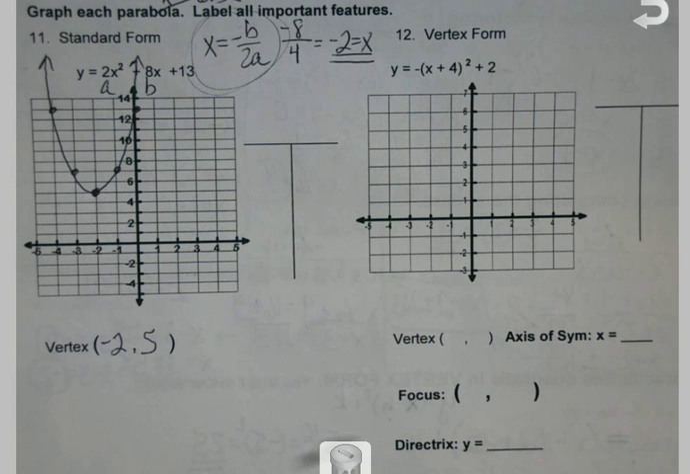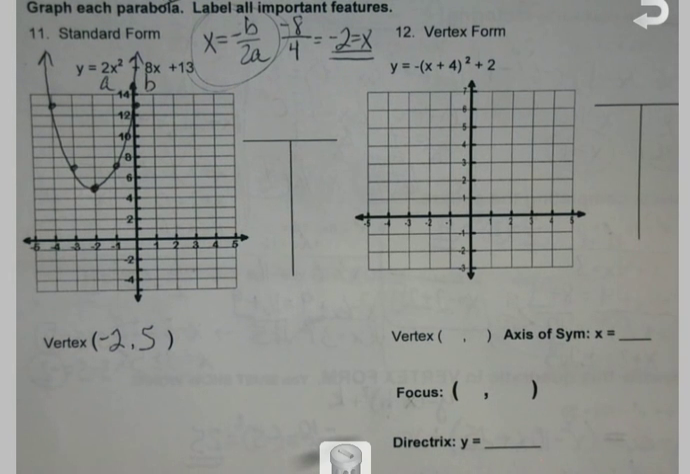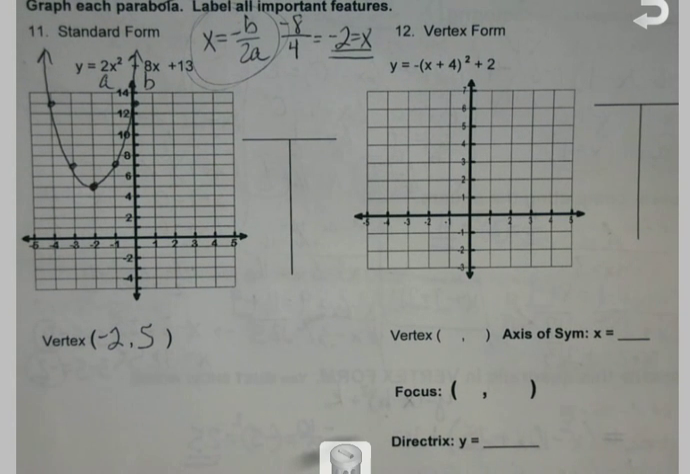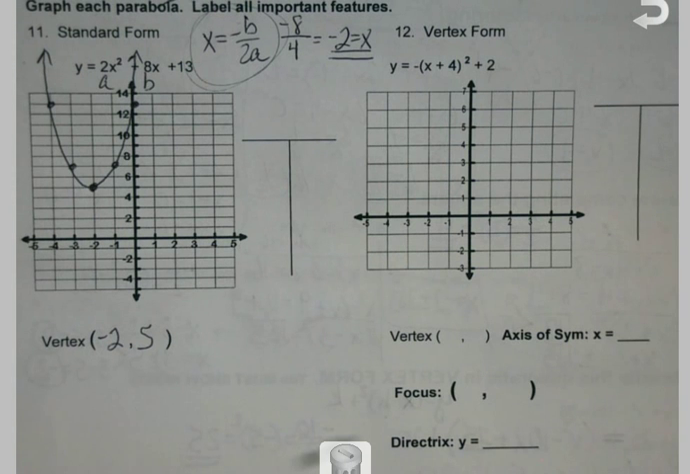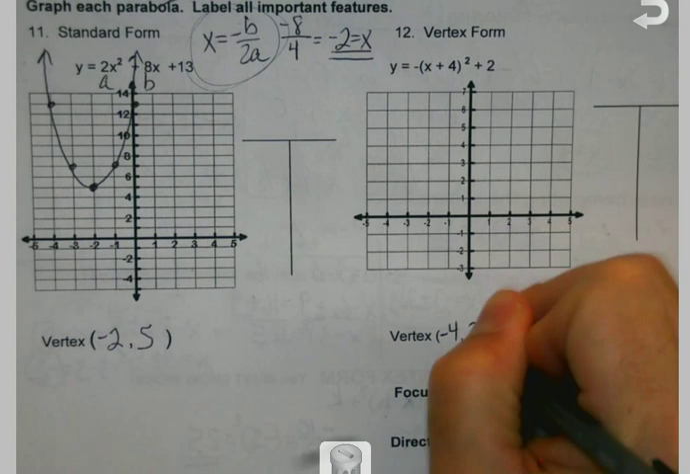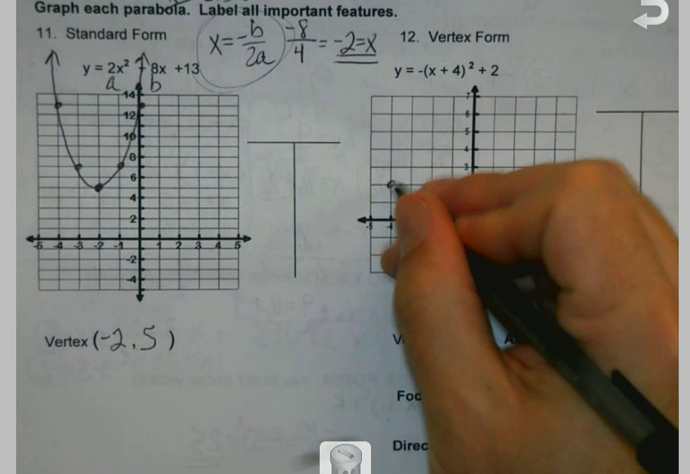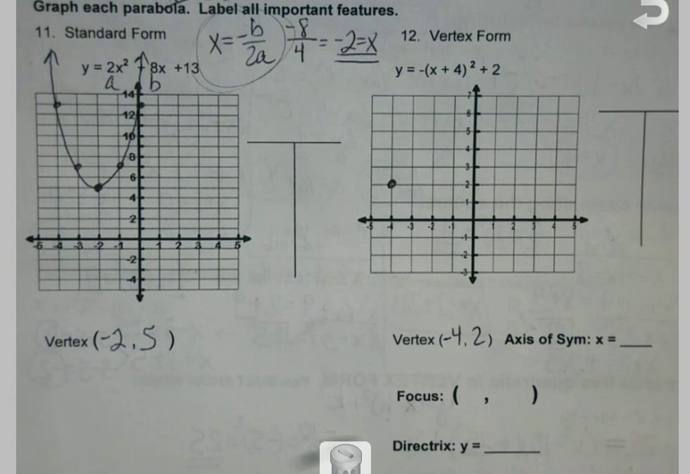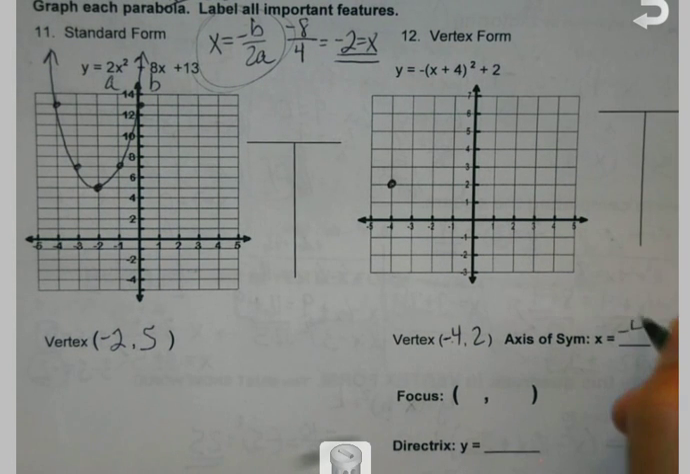Okay, so now, next one, I don't even have to do that much work. What's my vertex for number 12? Nice. Negative 4, 2. The axis of symmetry is x equals negative 4. It's just the x value of my vertex.